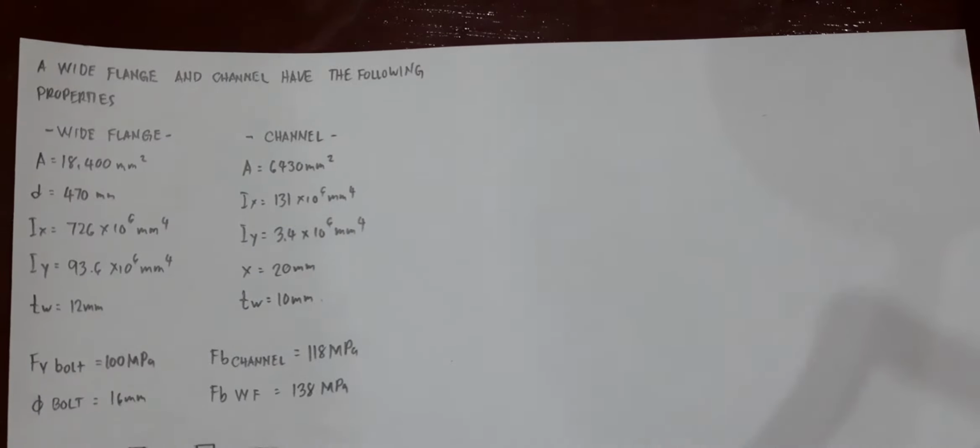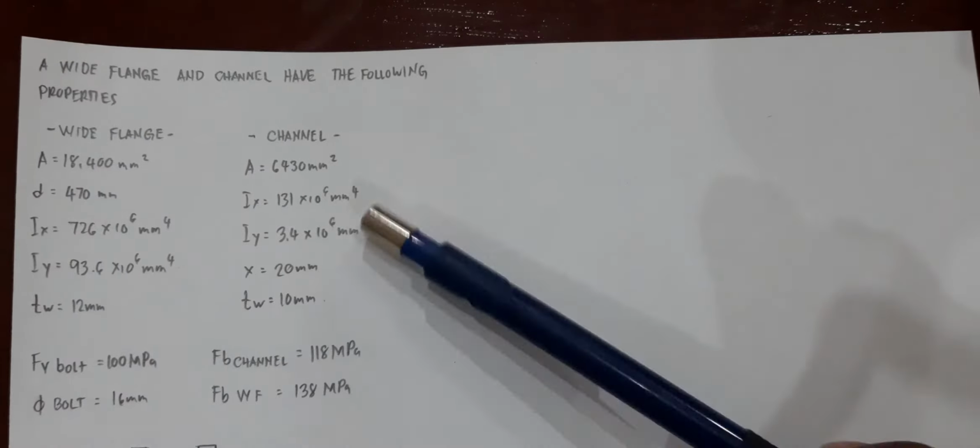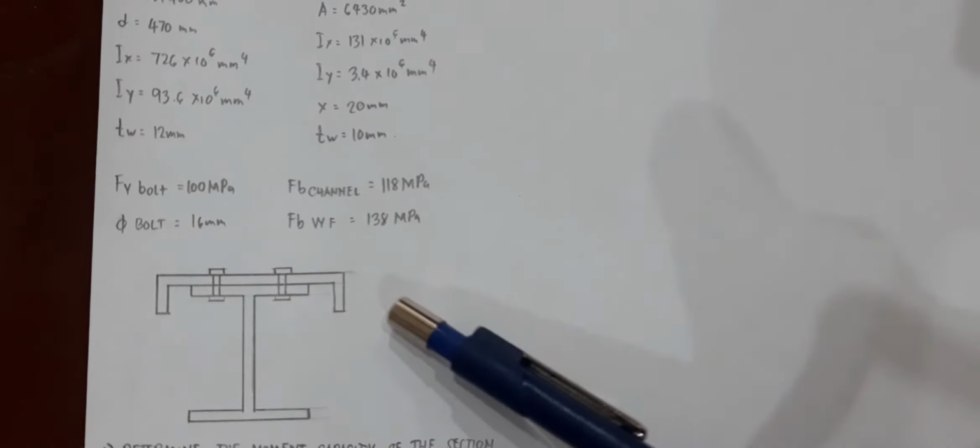Okay, so this is our last and final example for our review for the concepts and principles of shearing stress on beams for structural steel. A wide flange and a channel having the following properties. So you have here the properties for your wide flange section and then your channel section. Then you have here also your section. This is how they are connected.